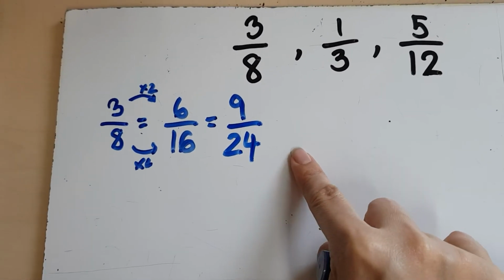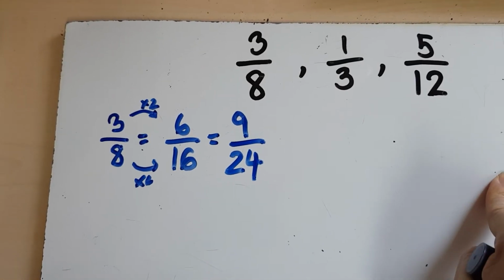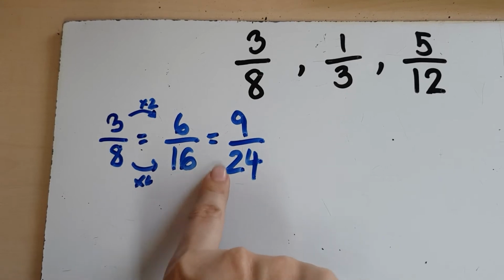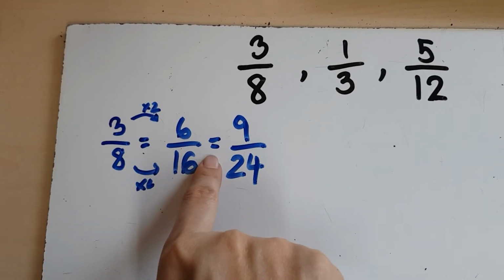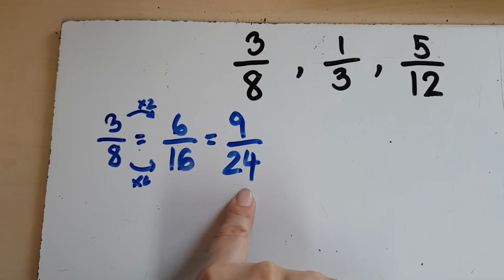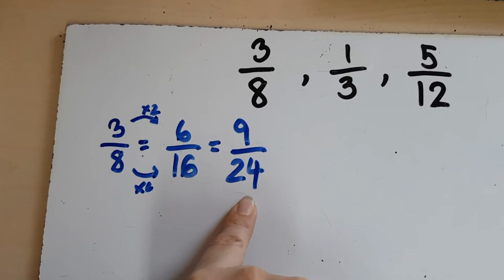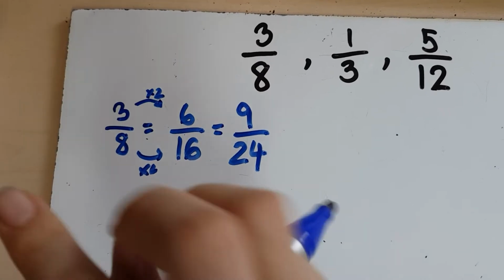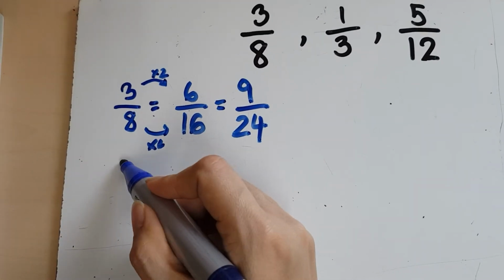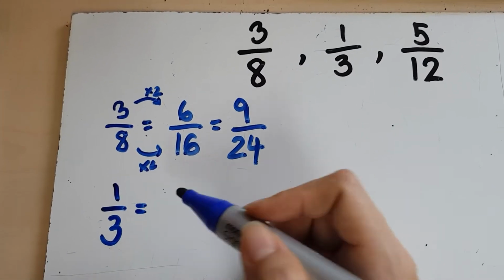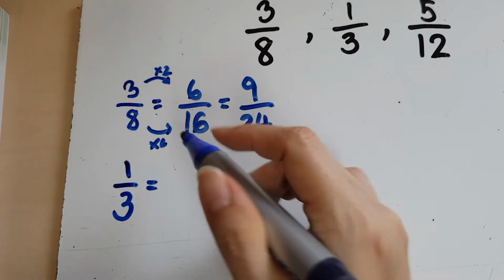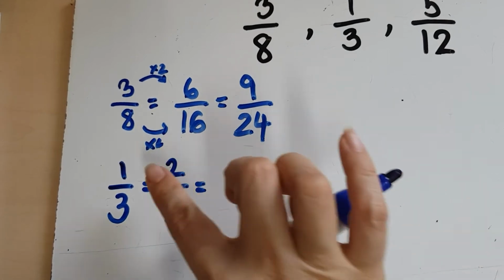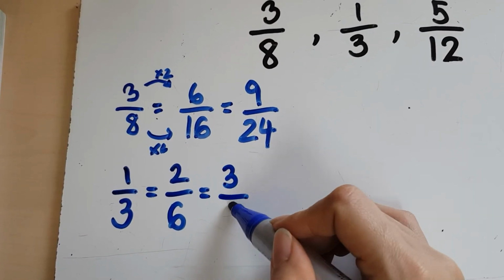I still have space to find more equivalent fractions if I want to, but let me just leave it here. Remember, equivalent fractions are the same. Therefore, we can put the equal sign. They have the same value, they show the same amount, just that they are given a different name. So I have done 3 eighths. Now I'm going to try 1/3. First equivalent would be times 2 times 2. Second equivalent times 3 times 3.